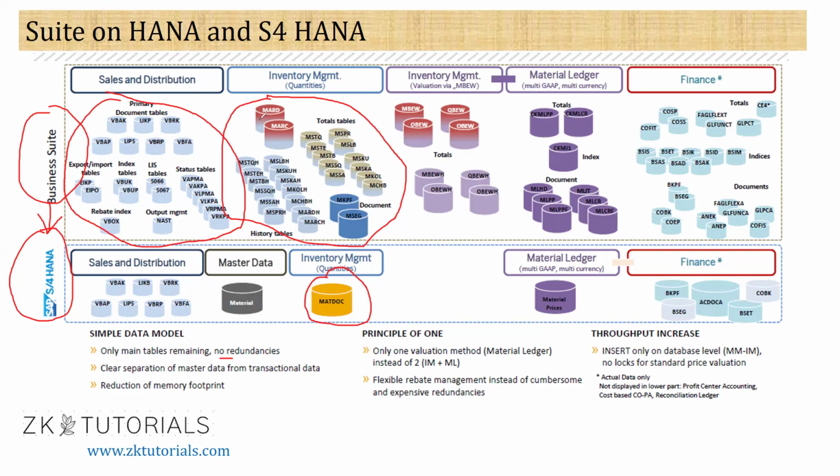Now, how does this change affect us? This is more important for us as developers. How is this change affecting me as a developer? Because when I move from my business suite, or from ECC, to S4 HANA, I need to make sure that my code works correctly. So that change in the data model is actually bothering me. Why am I bothered about it?